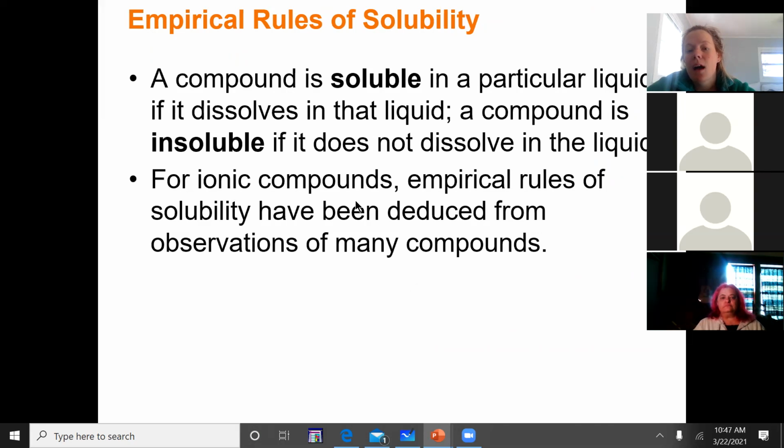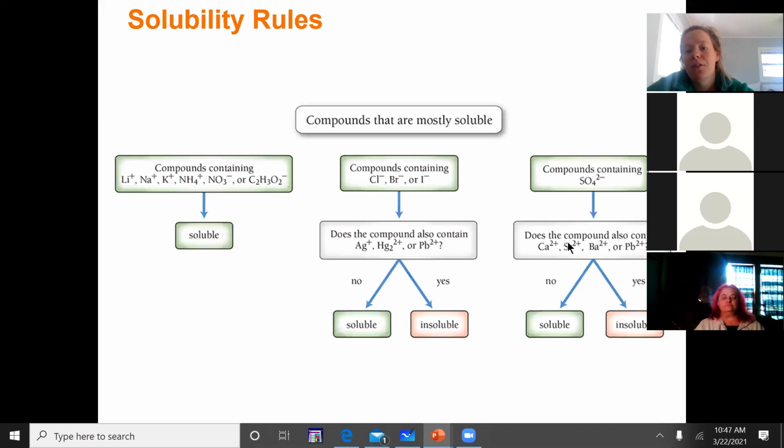For many ionic compounds, they dissolve in water, but how do you know? Well, there are all these rules. They're called the solubility rules. You do not have to have the solubility rules memorized, but you do need to be able to reference or read them. So these are compounds that are mostly soluble in water. How you would read this chart, for instance, is if it has lithium, sodium, potassium, ammonium, nitrate, or acetate, these things are always soluble, okay? They just like to dissociate.